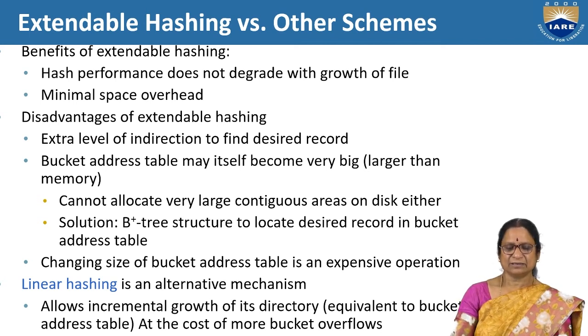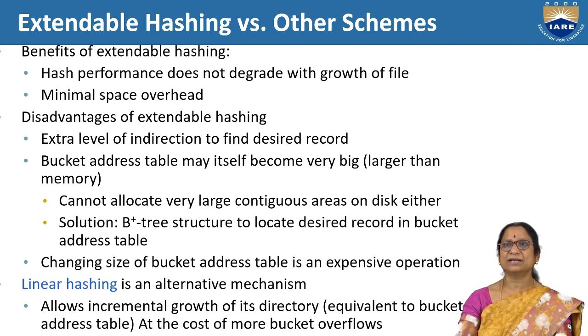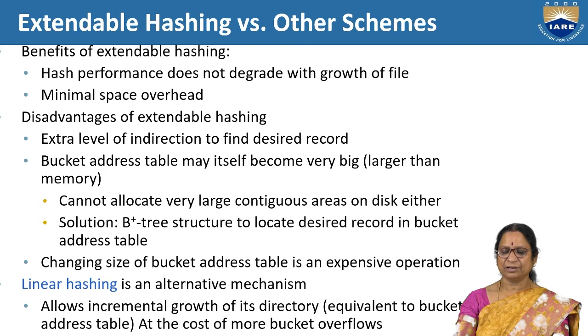That's why this bucket address table goes on increasing, so that's why the size can be increasing. It cannot allocate very large contiguous areas on the disk either. So the solution is we can move to the tree indexing structures. That is, a B plus tree structure can be used to locate the desired record in a bucket address table.